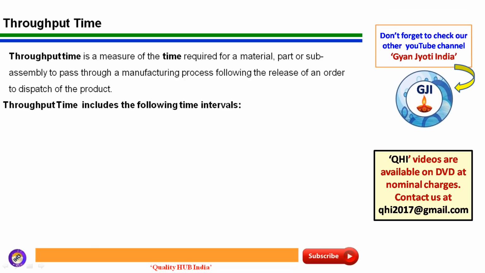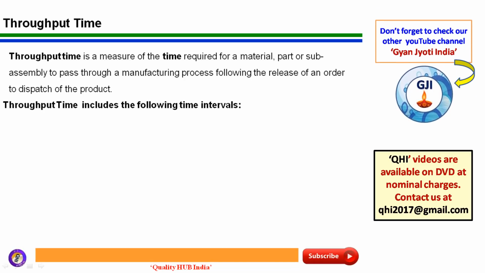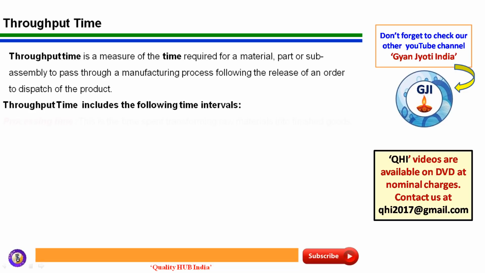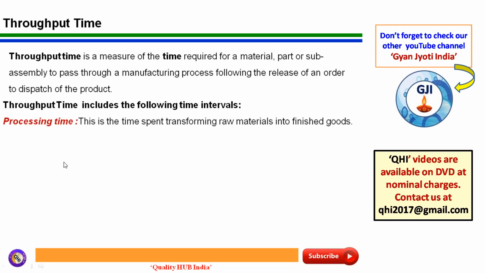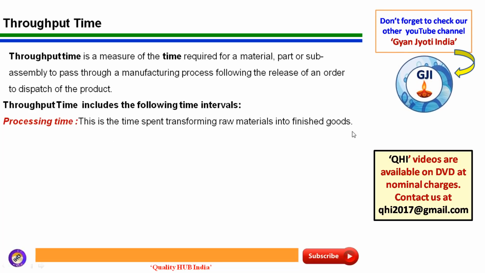Friends, we need to also understand that throughput time includes some other time intervals. So which are these time intervals? Let's understand them. First one is processing time. This is the time spent transforming raw material into finished goods.